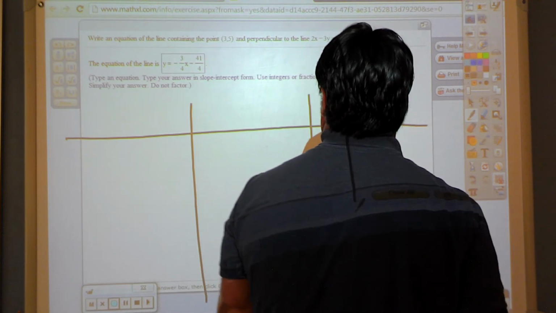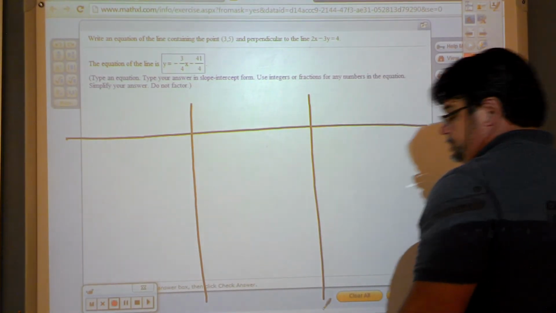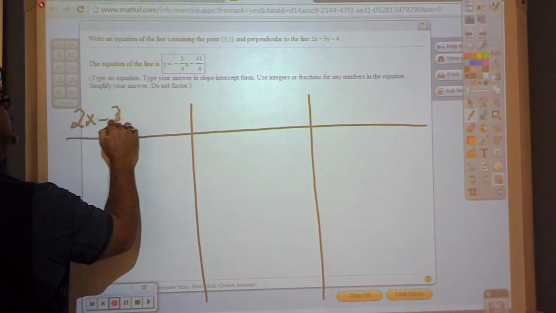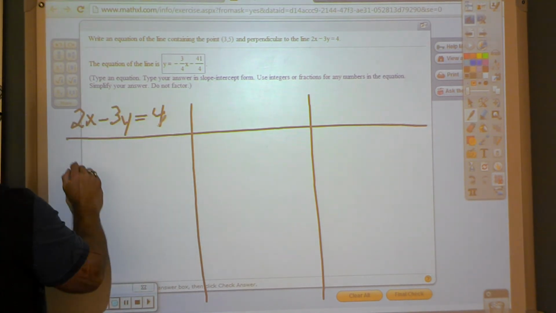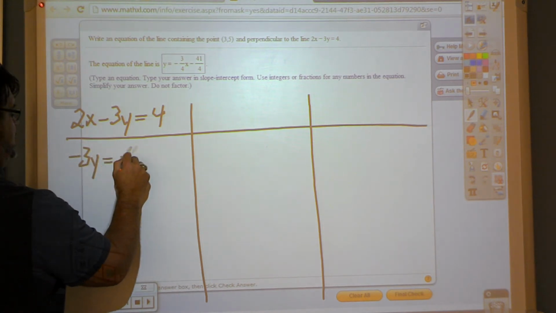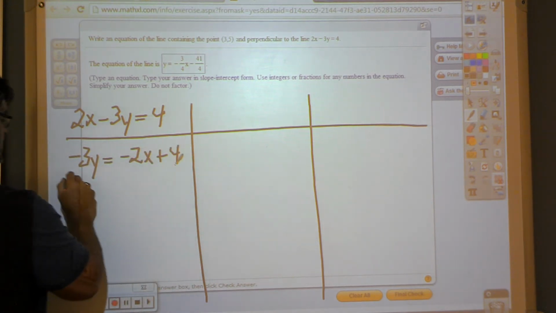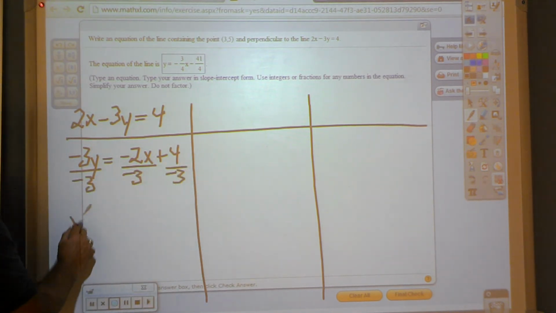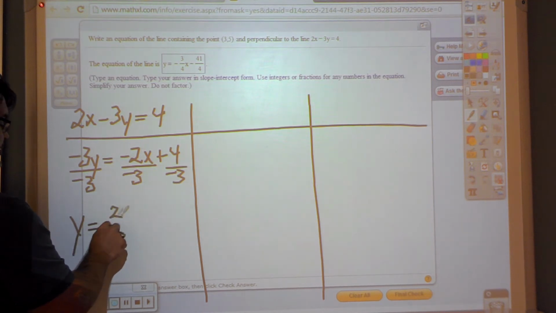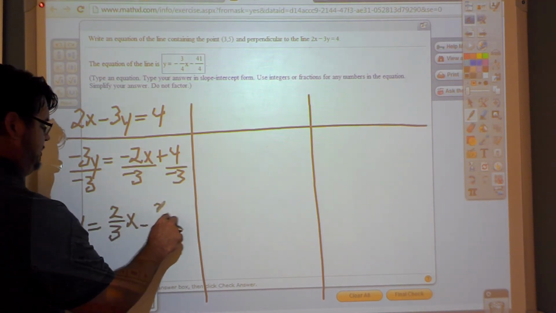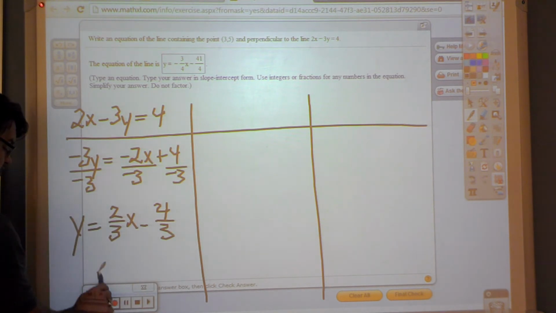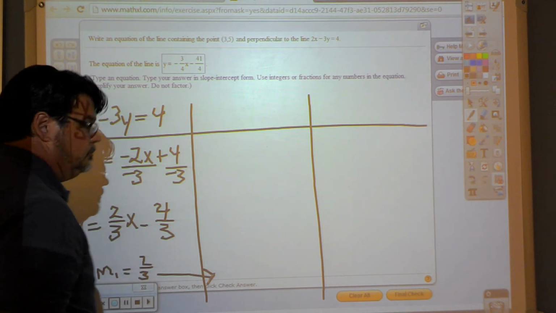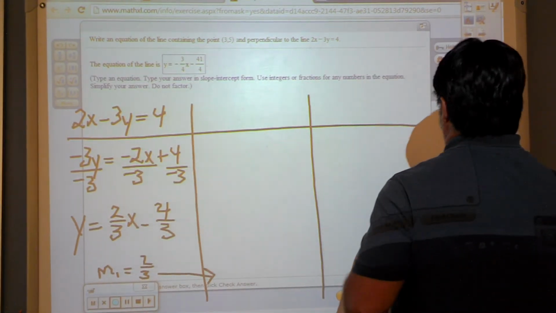Do we have to solve for y on this one? Yes. 2x minus 3y is equal to 4. Negative 3y is equal to negative 2x plus 4. Divided by negative 3. So y is equal to 2/3 x minus 4/3. So m sub 1 is equal to 2/3. Therefore, what's m sub 2? 2/3.